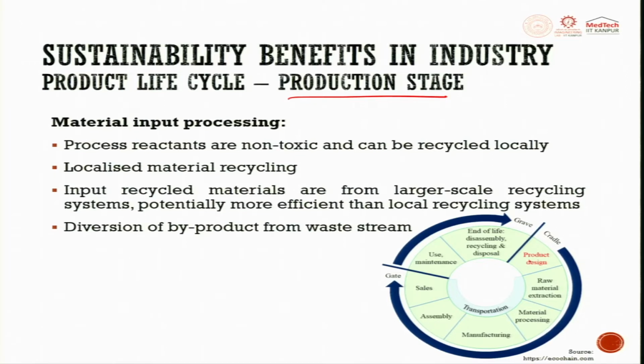It starts from the product design. Though it is a running system only, this becomes step one, then raw material extraction, then material processing, then manufacturing, then assembly, then sales. So this is from cradle to gate. It has given six processes. From the gate, it goes to the user. Then the user uses and maintains. So this becomes my seventh step. Then end of life is the eighth step.